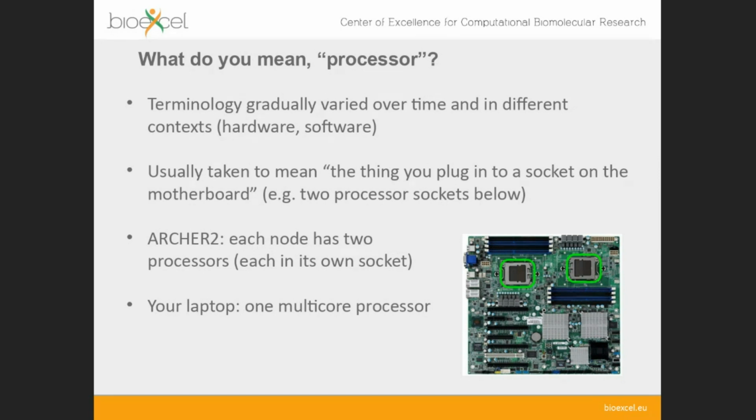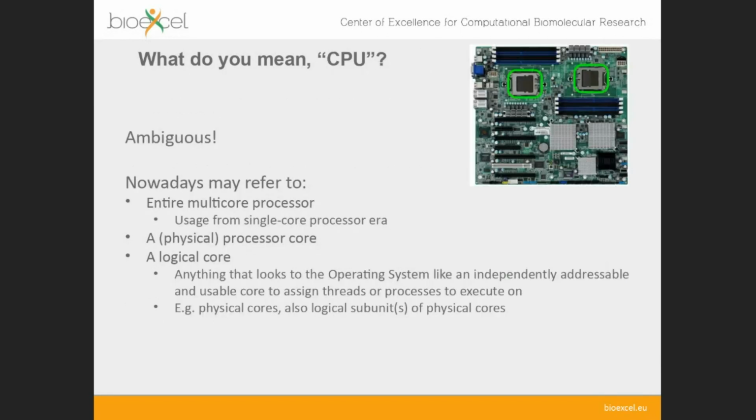So I'm going to skip cores just for now, because cores are a little bit more complicated, but I'm going to address the question of what you mean by CPU. Well, CPU is short for Central Processing Unit. Back in the day when we didn't have multi-core processors, we just had single-core processors, there was less confusion about what CPU means, because it was clear that CPU basically meant processor. So if you had two sockets, you might have two CPUs on your machine.